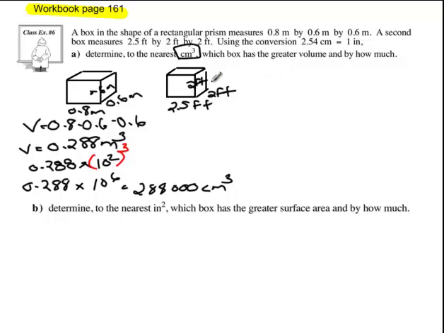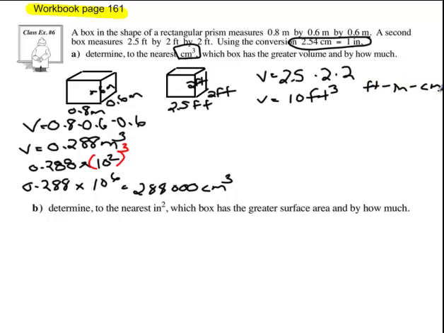And in the second case, I'm going to do the same thing, and I did it in feet to start off with. So the volume is 2.5 times 2 times 2, which came out to 10 feet cubed. Now, I'm using the conversion factor they gave me, so 2.54 centimeters is 1 inch. Now, to convert feet to centimeters, I'm going to have to convert from feet to inches and then to centimeters.